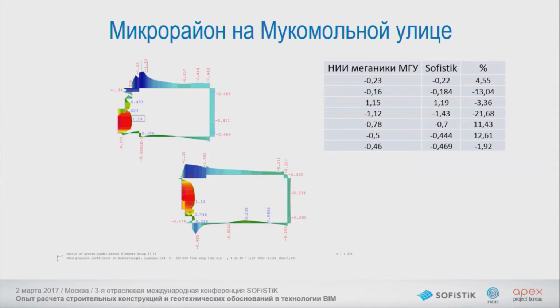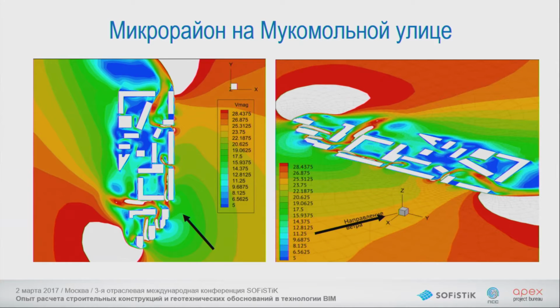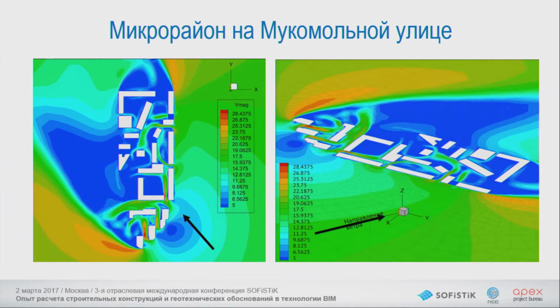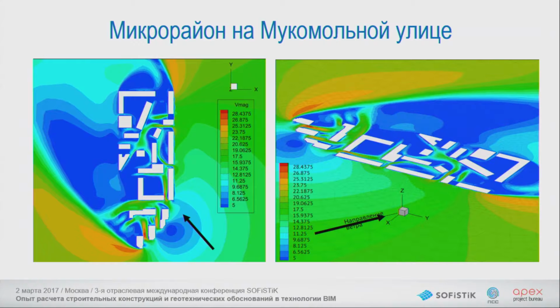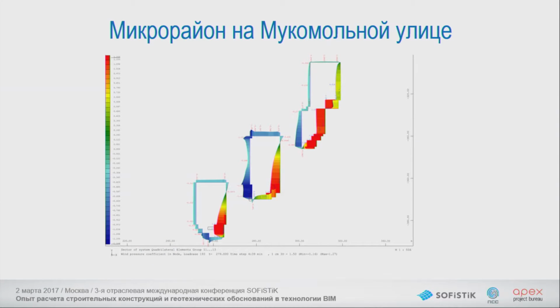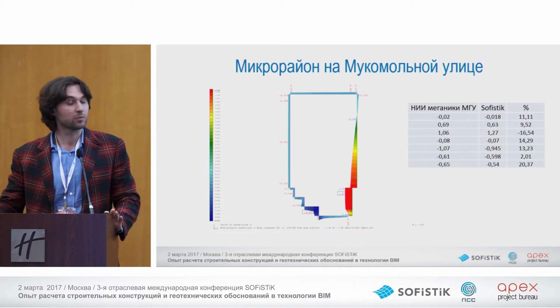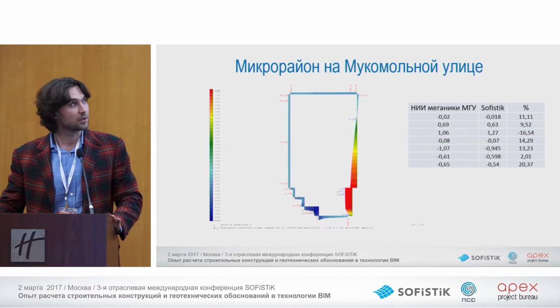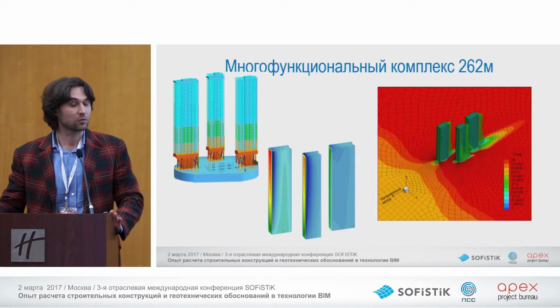We used real experiments in wind channel, and at some points, the discrepancy was not more than 20%. In some, 2%, in some, 20%. Well, that's good, because we are not sure what the accuracy range of the wind channel experiments is. So here, again, some results for the residential area on Mokomolnaya Street.